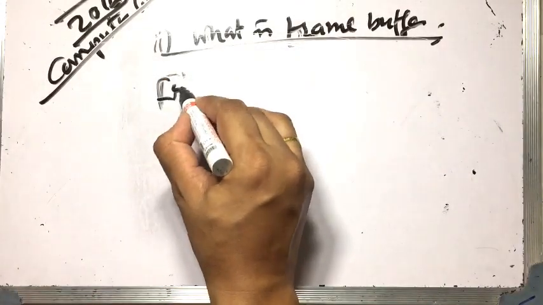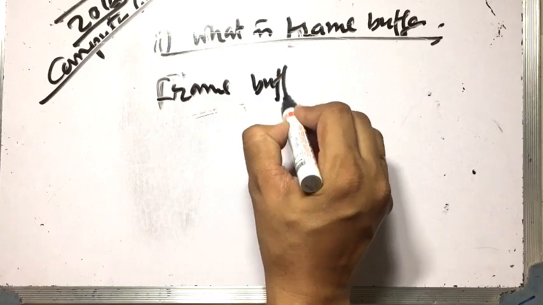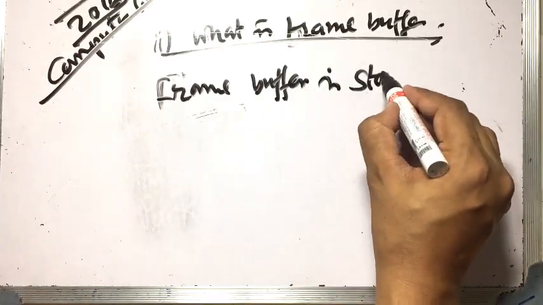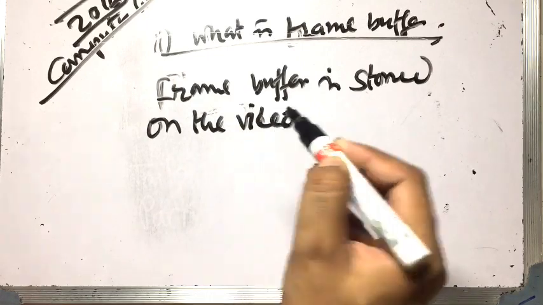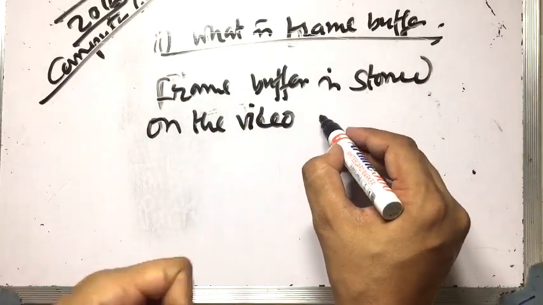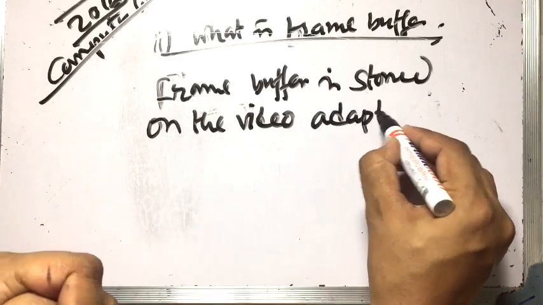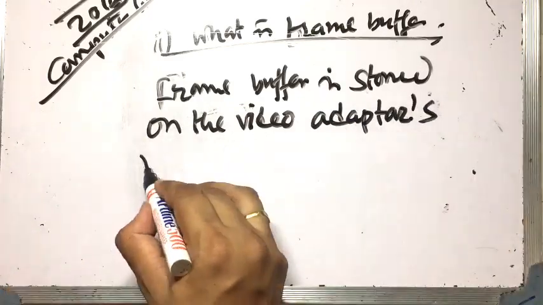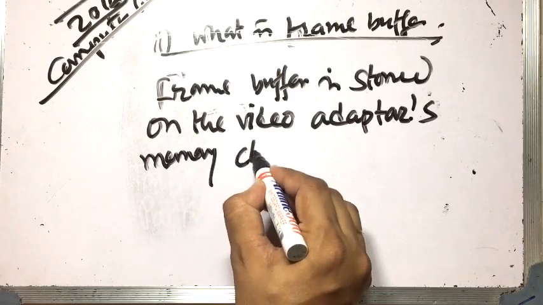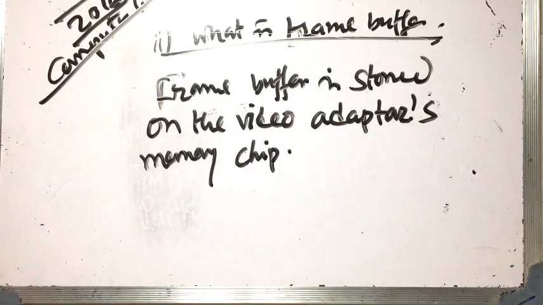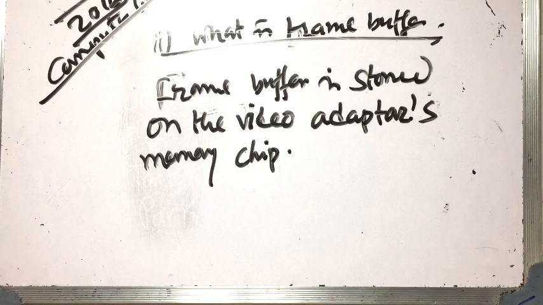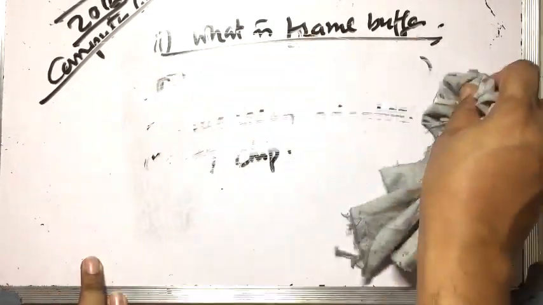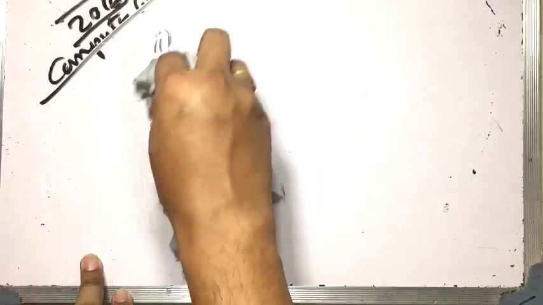Frame buffer is stored on the video adapter memory chip. It is used to hold the instructions and the images to be displayed. So this is the frame buffer.